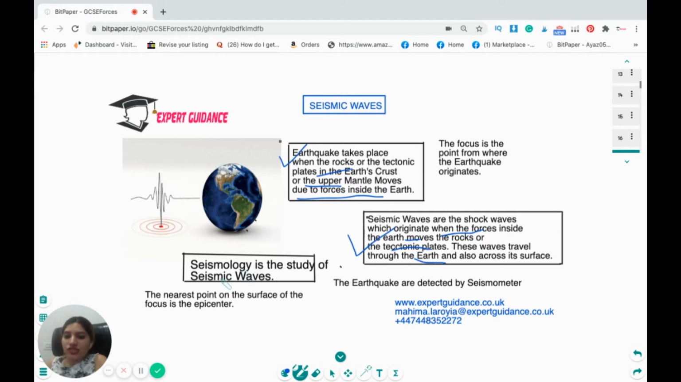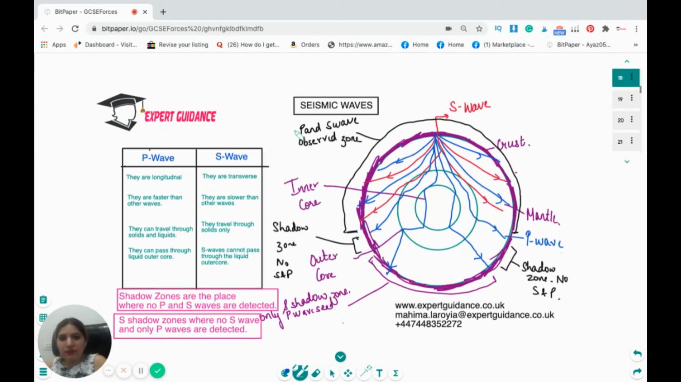Seismology is the study of seismic waves. The nearest point on the surface to the focus is the epicenter, and the device which is used to detect the earthquake is the seismometer. Now, if you look at the seismic waves, there are 2 types of waves, the P wave and the S wave.